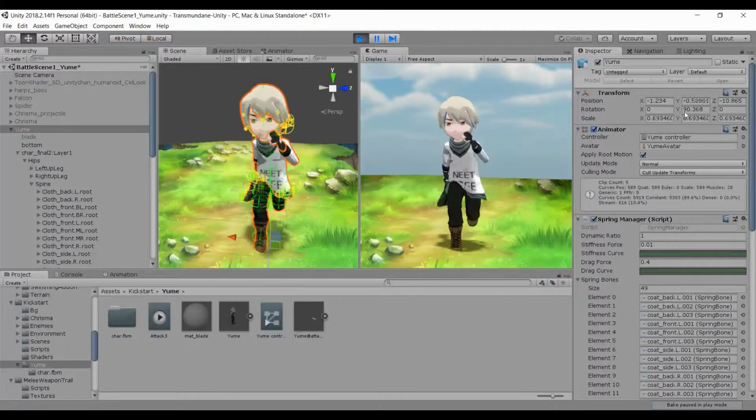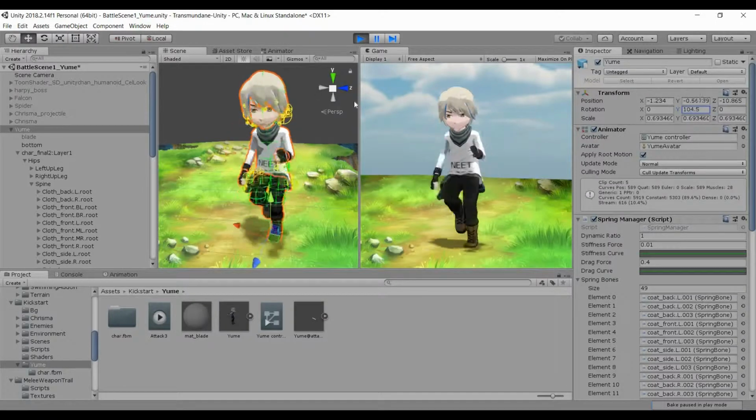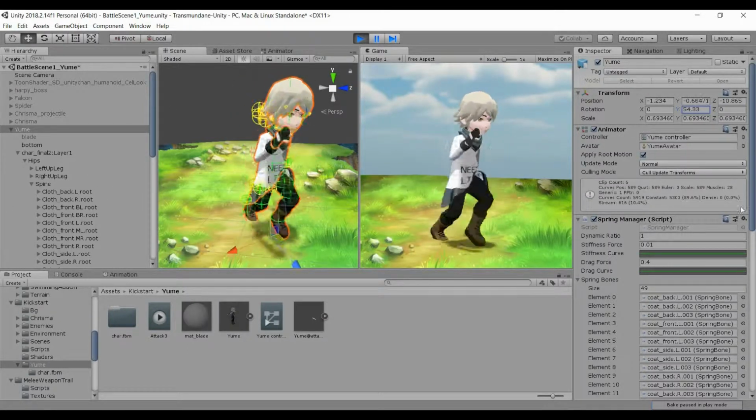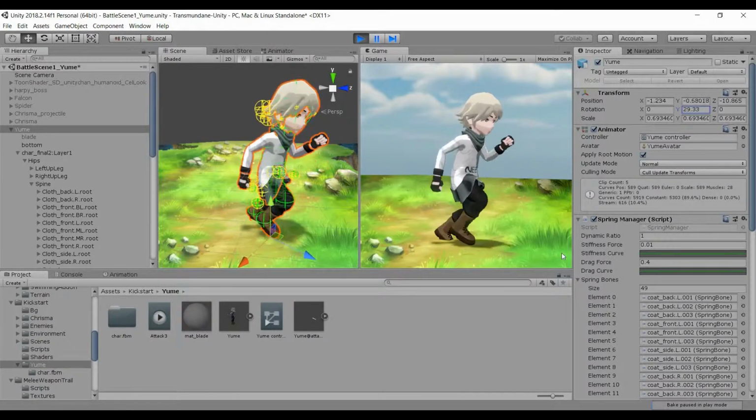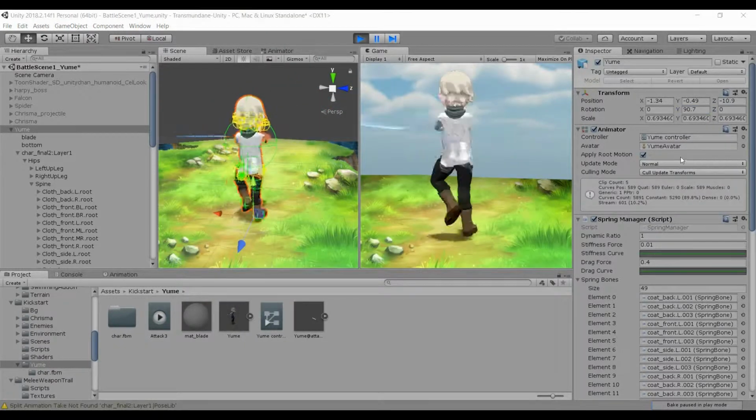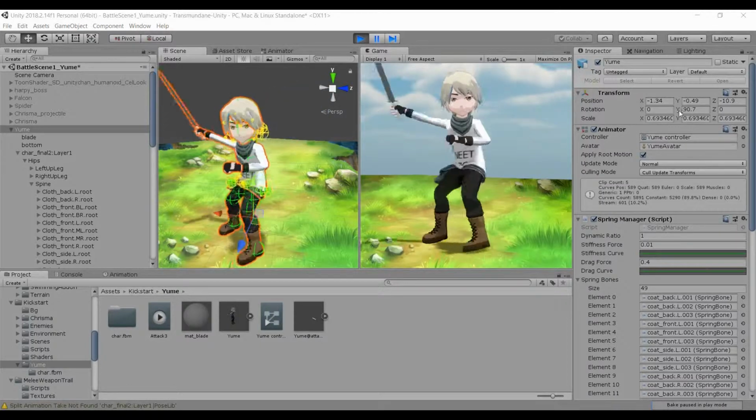So here, after exporting to Unity, you can see the result: the legs are no longer intersecting with the clothes when it's running. Also during the attack pose, where the leg is lifted high up.